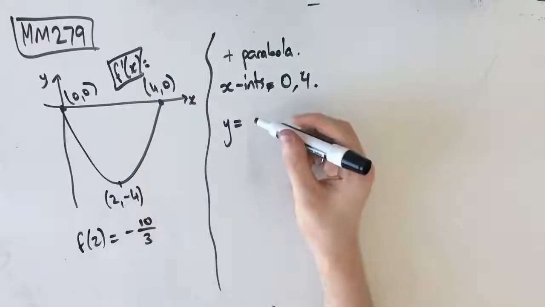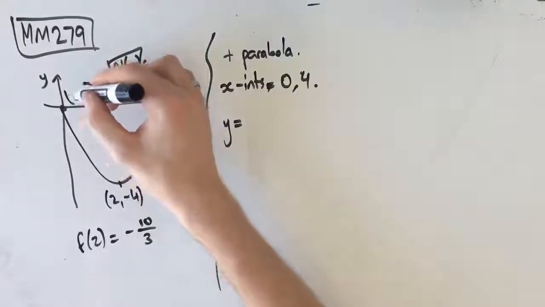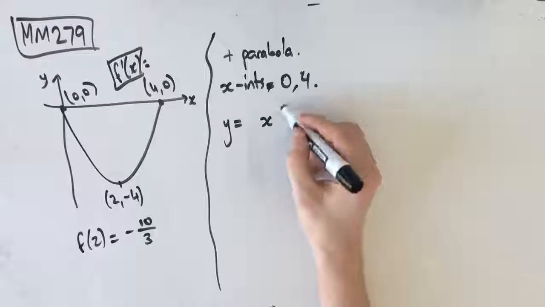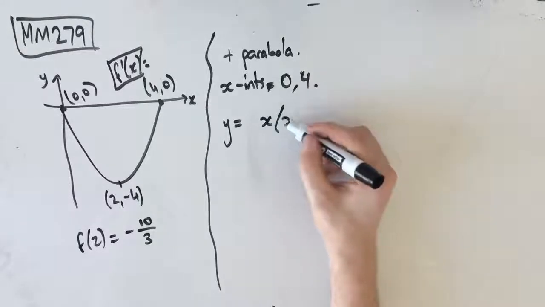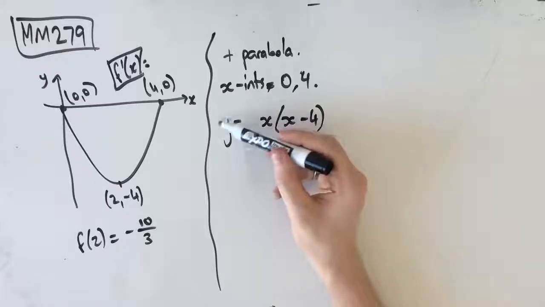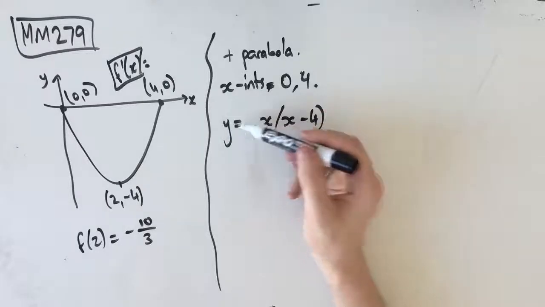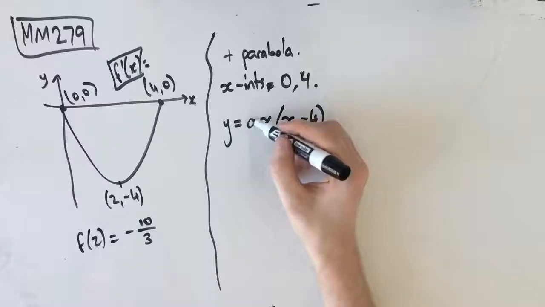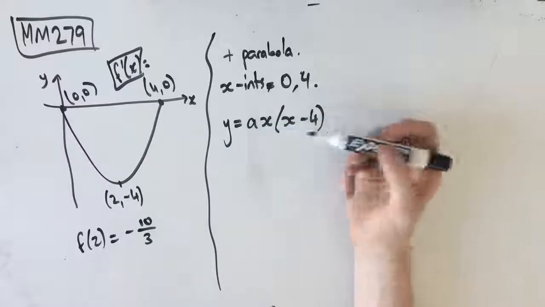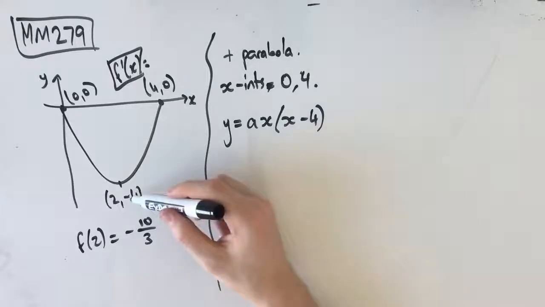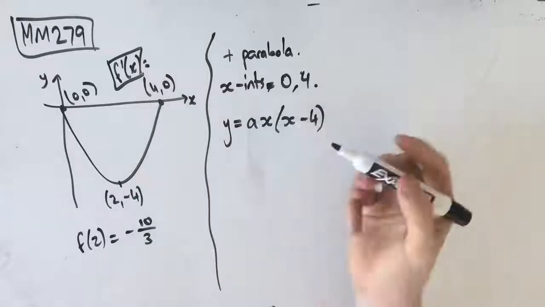So if we know that our x-intercepts are 0 and 4, then that means that our function is going to be x outside of x take 4, right? Because if we let y equals 0 to find our x-intercepts, we get x equals 0 and x equals 4. But we don't know if there's a dilation factor here yet. So what we're going to do is we're going to chuck this a in front of here, and then we're going to sub in our turning point to get our value of a.